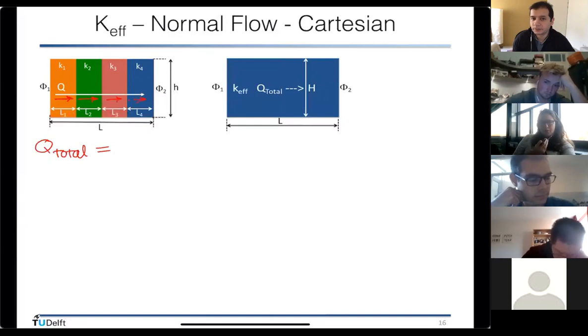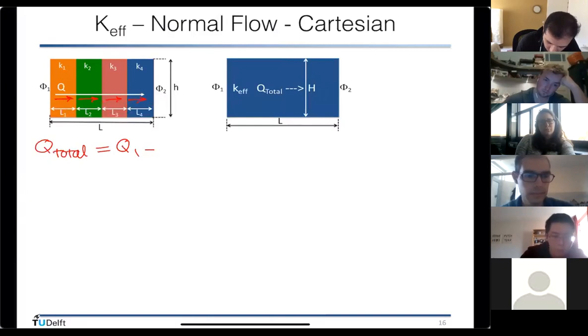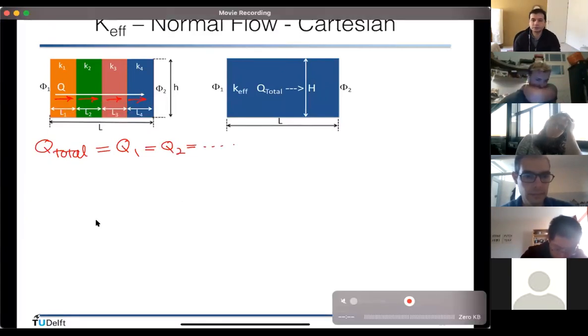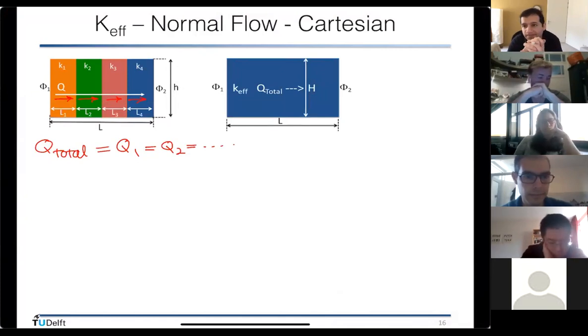It would be equal to the flow that you would see there, because whatever flows in layer 1 would go to layer 2, would go to layer 3, would go to layer 4. It's incompressible flow, and so whatever comes in should leave. So the flow that goes through all these layers is equal to the total flow. So Q total is equal to Q that crosses sample 1, which is equal to Q through sample 2 and all the other Qs, because this is how an incompressible mass balance would look. So the flow rates are all equal, and that's not something I could really use to find the effective permeability here.